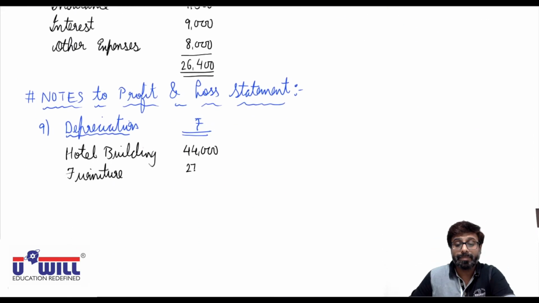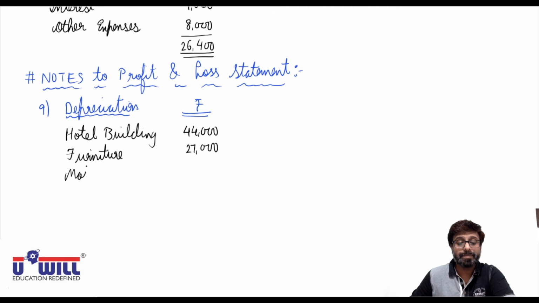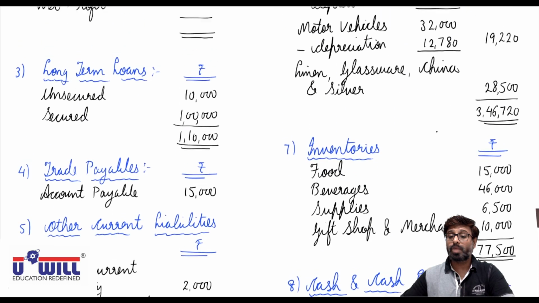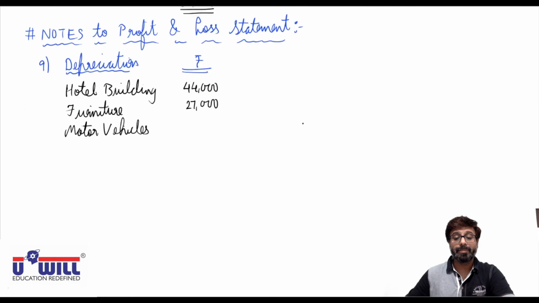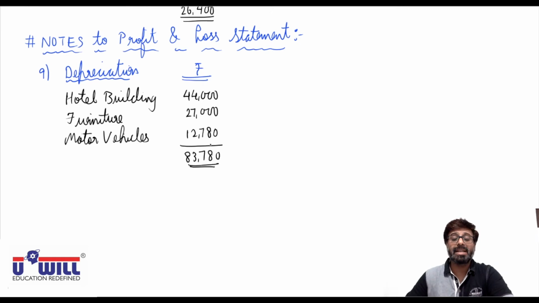And motor vehicles, we have here 12,780. So just for depreciation, we have made a note because there are more than one amounts: total 83,780. Other notes to P&L statement we don't have.